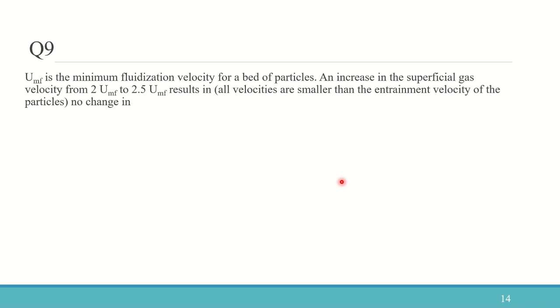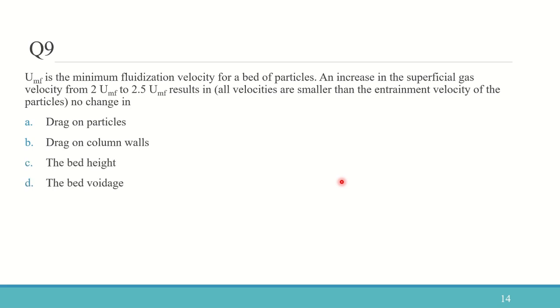Entrainment velocity is nothing but the velocity at which the particles will be escaping from the bed, or moving out of the bed zone. And here we are increasing the velocity to 2.5 times UMF, so which would remain unchanged? First one, option A, is drag on particles. Option B is drag on column walls. Option C is bed height. Option D is bed voidage.